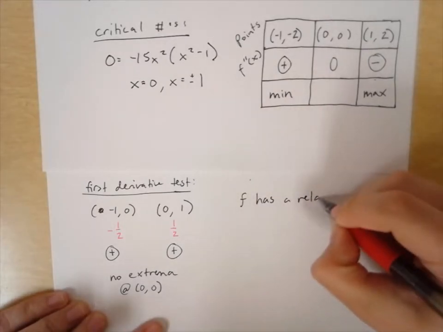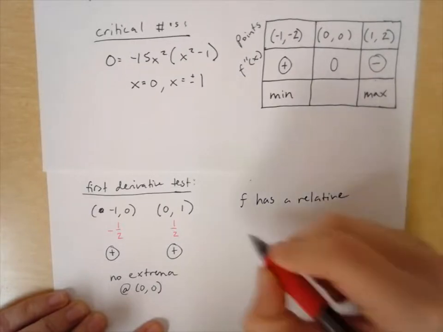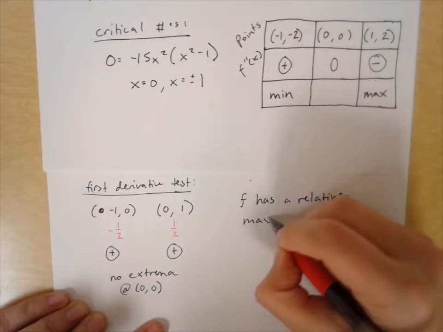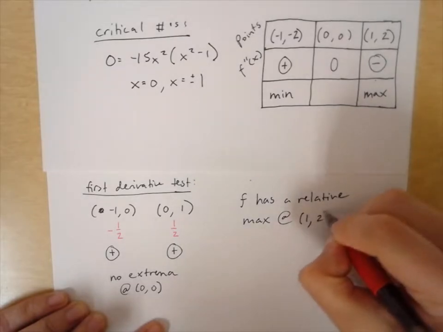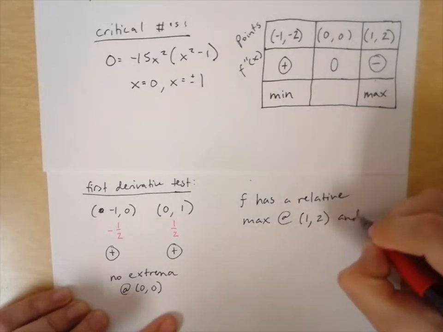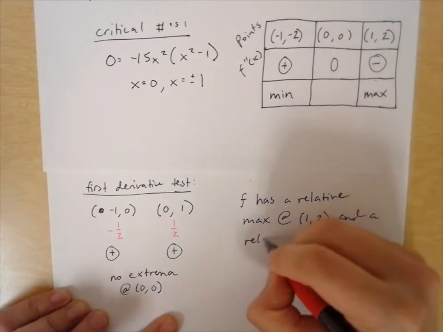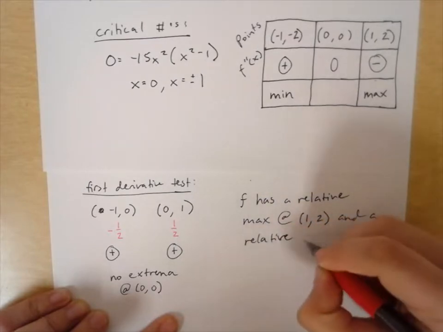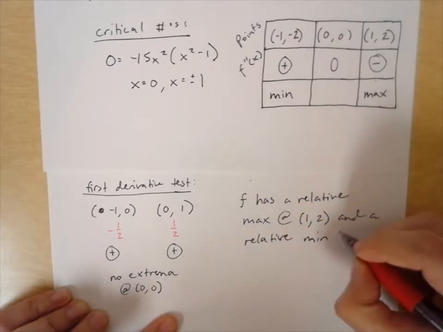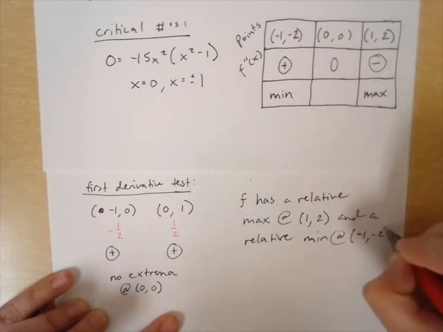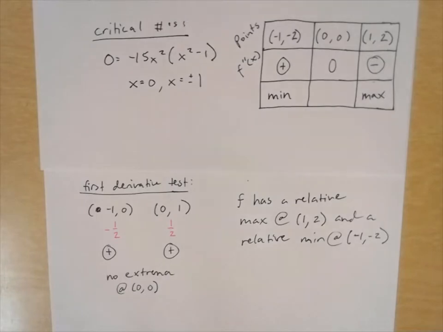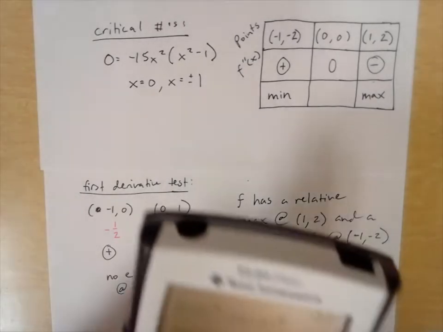And what we can instead conclude is that f has a relative max at 1, 2, and a relative min at -1, -2.